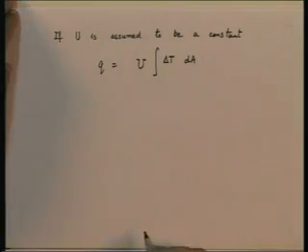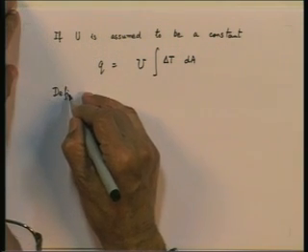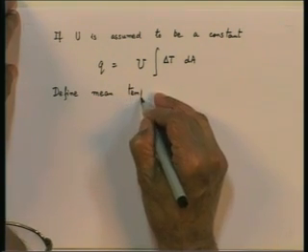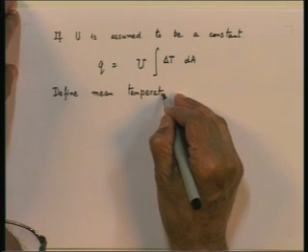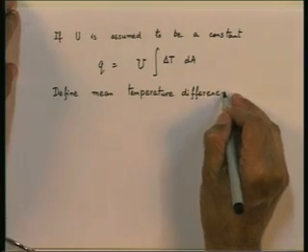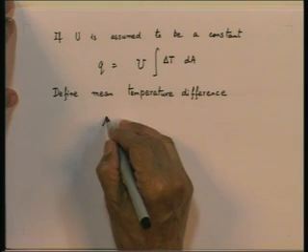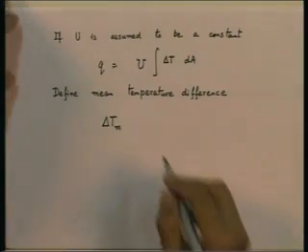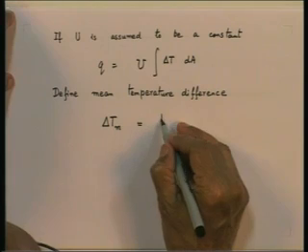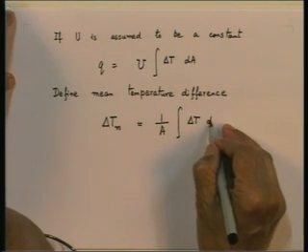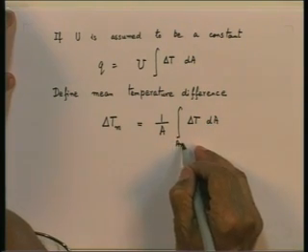Now, I define the quantity mean temperature difference as follows. I define the mean temperature difference by the expression delta Tm. Delta Tm stands for the mean temperature difference in the heat exchanger, and I define it as delta Tm equal to 1 upon A times the integral of delta T dA, the integral being over the whole area A of the heat exchanger.